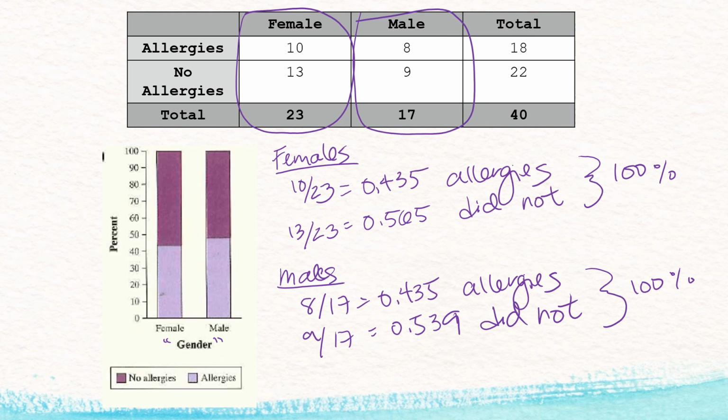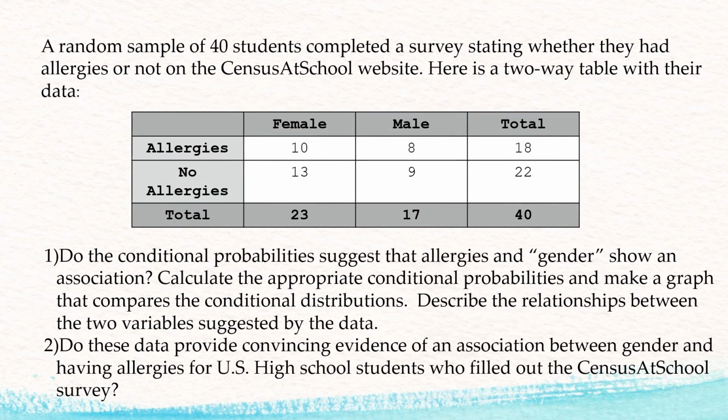The proportion of males who have allergies is slightly higher than females, suggesting that there might be a relationship between what they call gender and allergies on the survey. However, we're not entirely sure. We would need to do a test for that. So that would be question 2 then. Does this data provide convincing evidence of an association between gender and having allergies for U.S. high school students who filled out the Census at School survey? So that's what I want you to do.